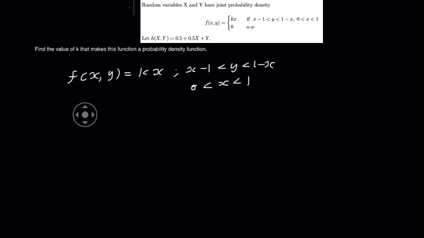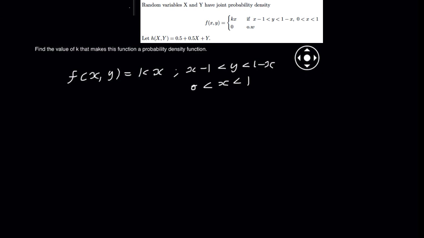In this problem, we have a joint density function of x and y. It is kx when y is in this region and x is in between 0 and 1. The first part asks us to find the value of k that makes this function a probability density function.